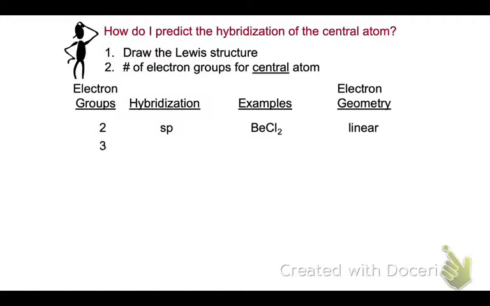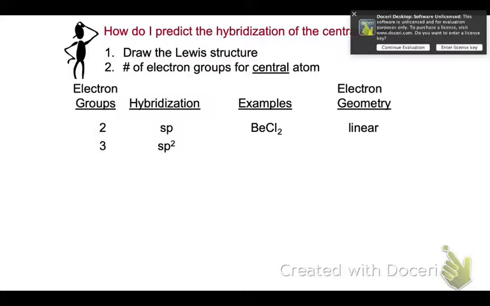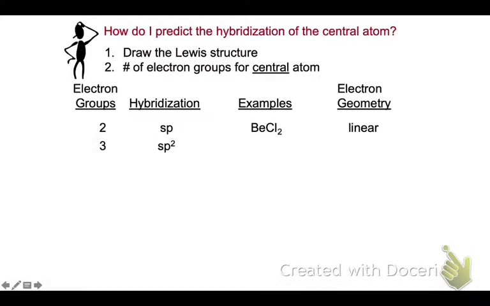If I have 3 electron groups, then it means I need 3 hybridized orbitals. How do I make 3 hybridized orbitals? I'll mix 1 S with 2 P's. That's going to give me 3 sp2. And that will give me an example like boron trifluoride, and the geometry will be trigonal planar.